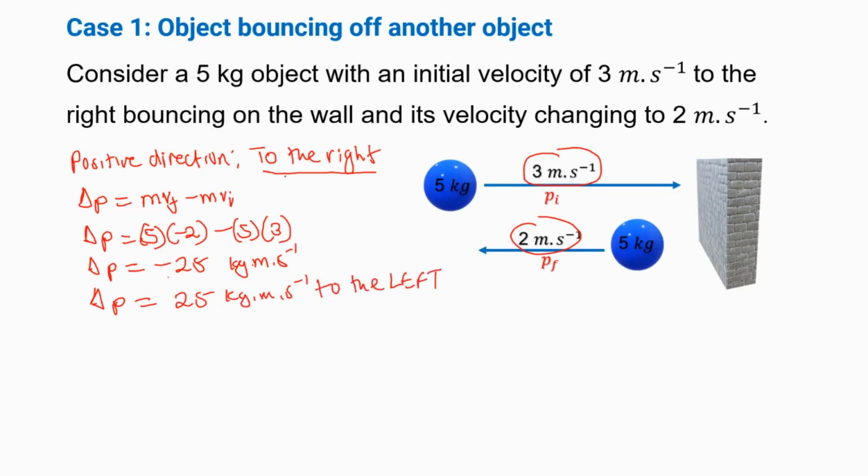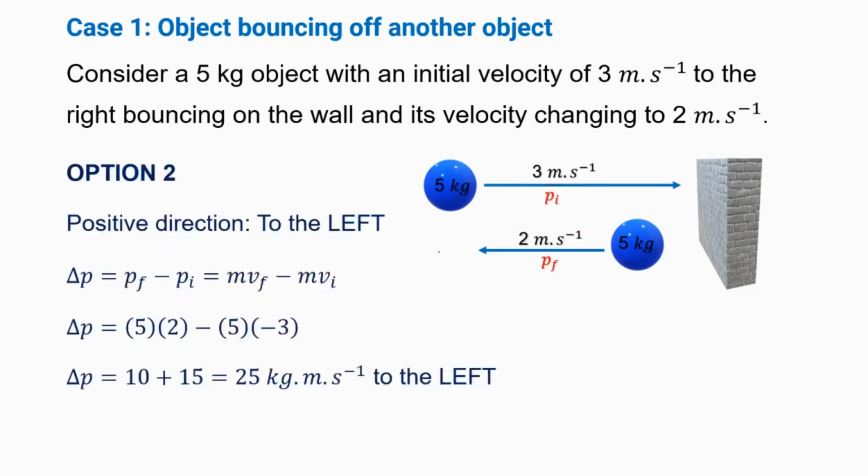If we chose the left as our positive direction, we're going to get the same answer. Let me show you. Right, let's say now we chose the left as the positive direction. Our final velocity will be positive here. And then our initial velocity is what? Is negative. And then we get 10 plus 15, which is positive 25, showing us that this is the momentum in the positive direction.